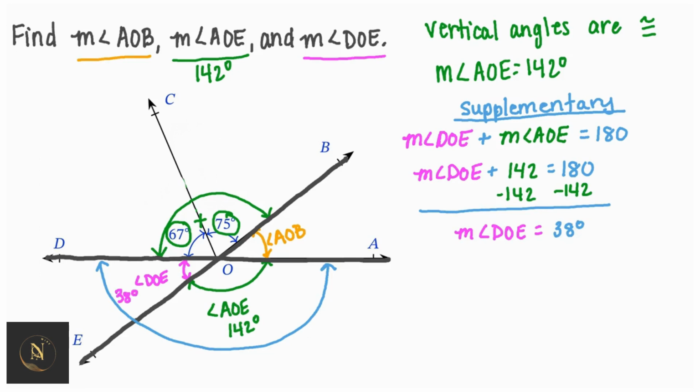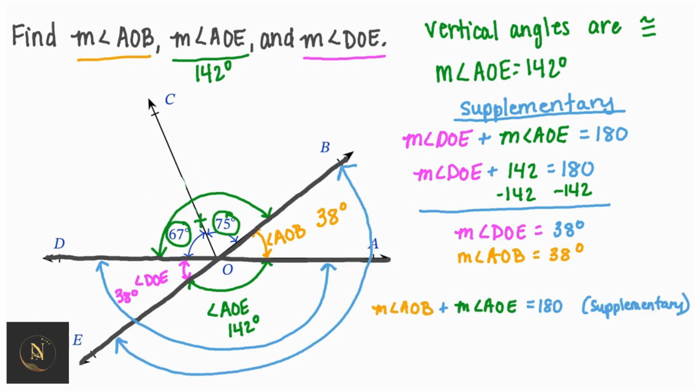As we stated before, the measure of angle DOE and the measure of angle AOB should be the same since they are vertical, which means the measure of angle AOB should also be 38 degrees. Now we can verify this using the fact that the measure of angle AOB plus the measure of angle AOE are also supplementary.